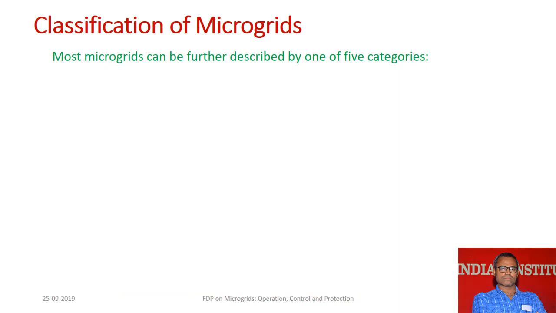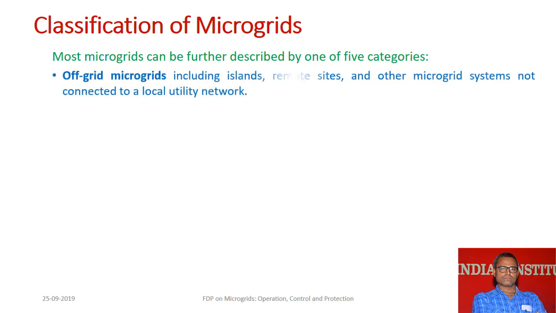Now coming to the classification of microgrids, most microgrids can be categorized into 5 categories, right? So what are they? One we call off-grid microgrids. Off-grid microgrid means it is not connected to the grid. It includes islands, remote sites where electricity has not reached, and other microgrid systems not connected to a local utility network. So this we call off-grid microgrids.